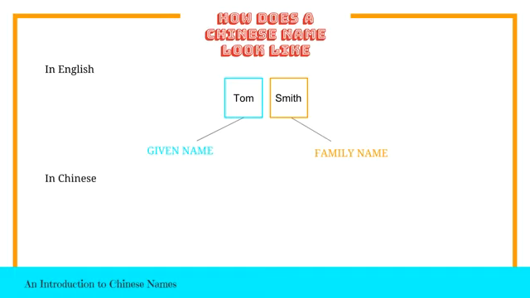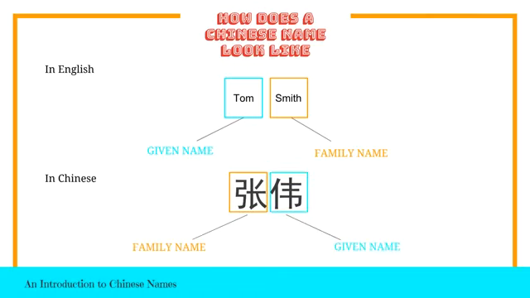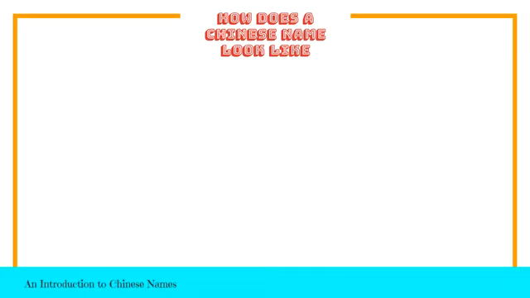However, in the Chinese name Zhang Wei, Zhang is the family name. Wei is the given name. Okay, so I believe now you can see the difference. In English, the given name goes first and the family name goes second. And in Chinese, however, the family name goes first and the given name goes second. Why is that? Can you make a guess? Yes, you are right, because family names are very important in China.